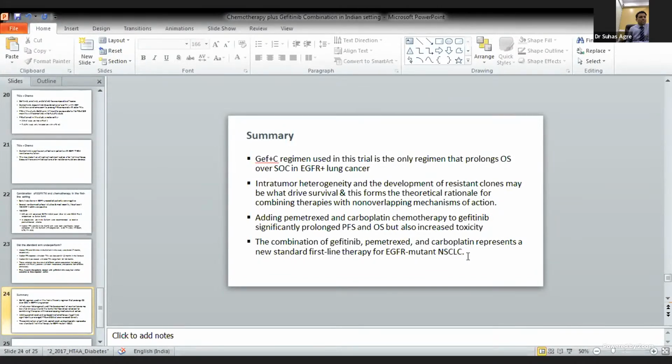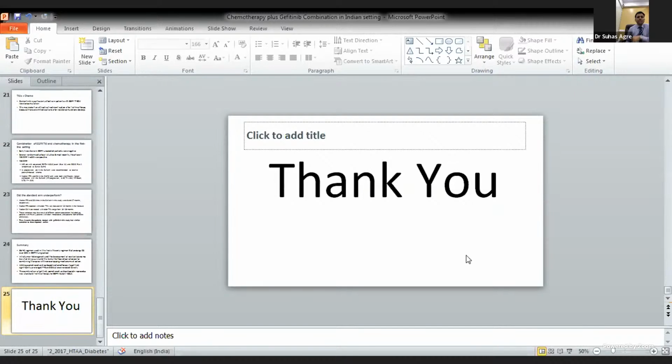The combination represents a new standard of care in first-line treatment of EGFR mutant NSCLC. Thank you.